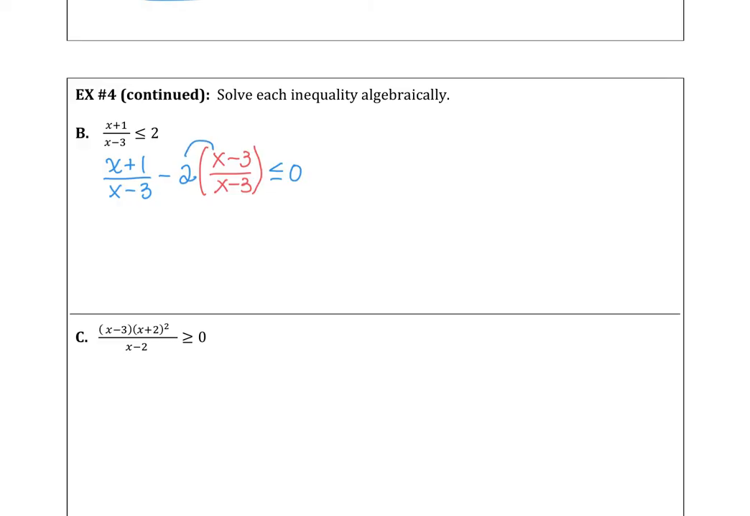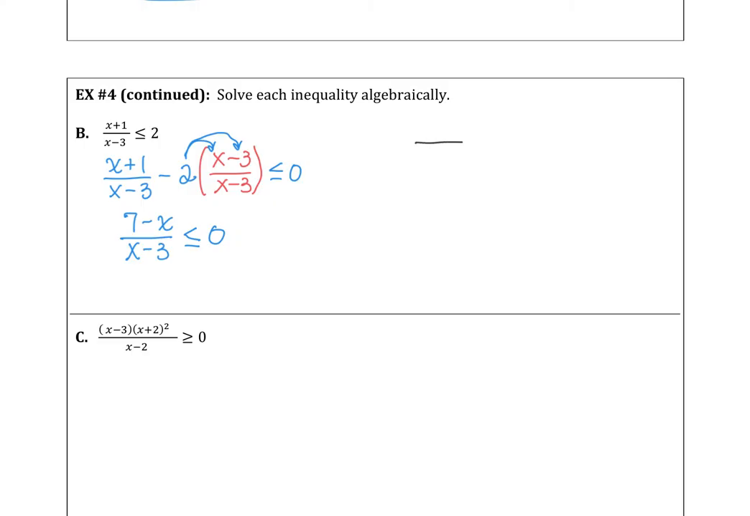So if we distribute 2x to those two terms, I believe we're going to end up with 7 minus x in the numerator because we've got x plus 1 minus 2x plus 6. So there's 7, and 1x minus 2x is negative x. So I did do that in my head, okay. The denominator is going to be x minus 3, and we've got less than or equal to 0.